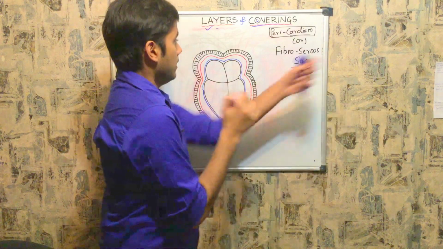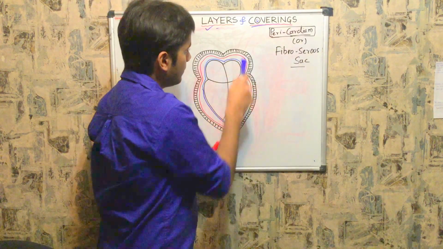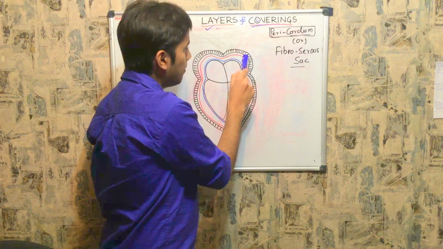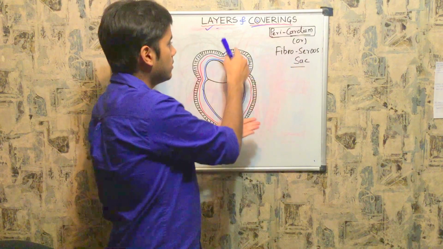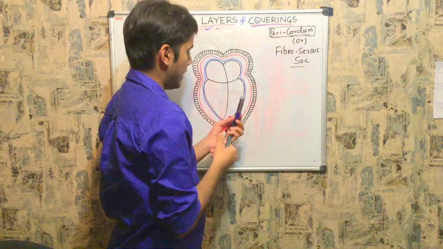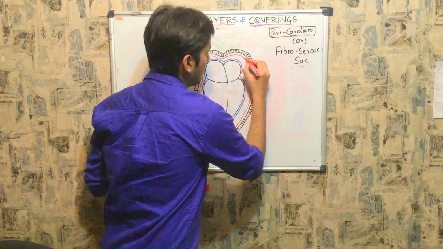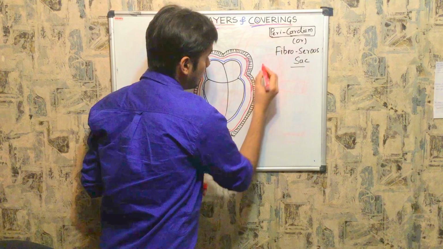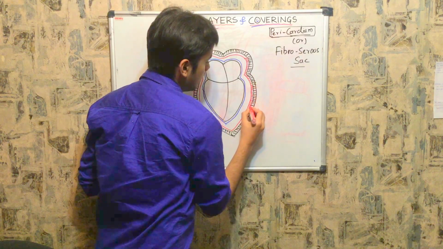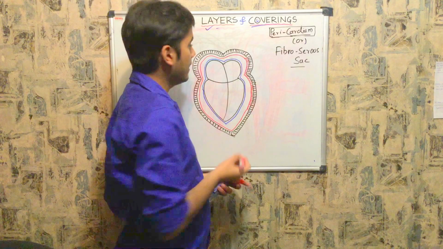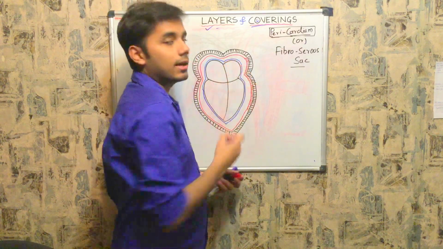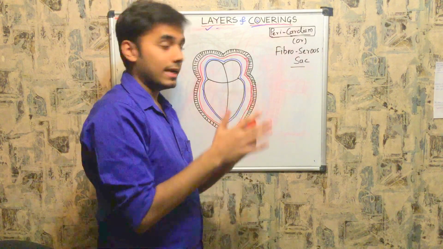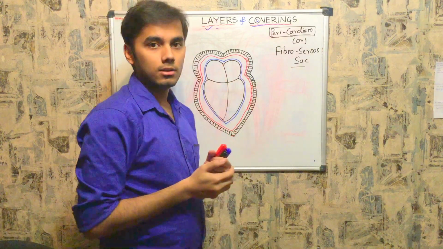So you need to remember one thing: the outer parietal serous pericardium is completely appressed or attached to the fibrous pericardium. And coming to the visceral serous pericardium, it is completely appressed or attached to the heart.